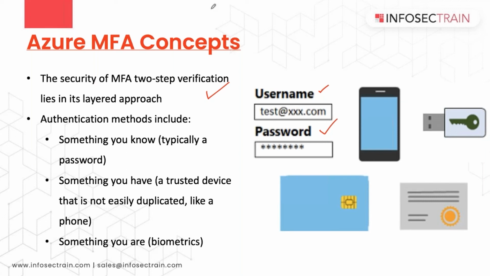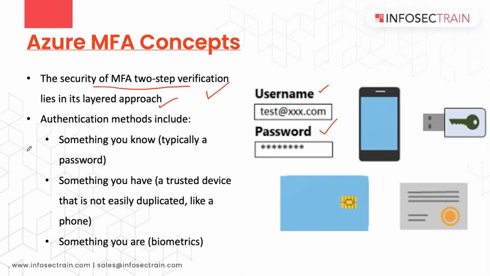You enter a username, password, then you enter an OTP. The second thing could be that you verify yourself with biometrics to your authenticator app. Third, you give the OTP generated by the authenticator app to your particular login portal. So this could be multi-factor authentication. The security of MFA two-step verification lies in its layered approach: after username and password, you can use different methods.